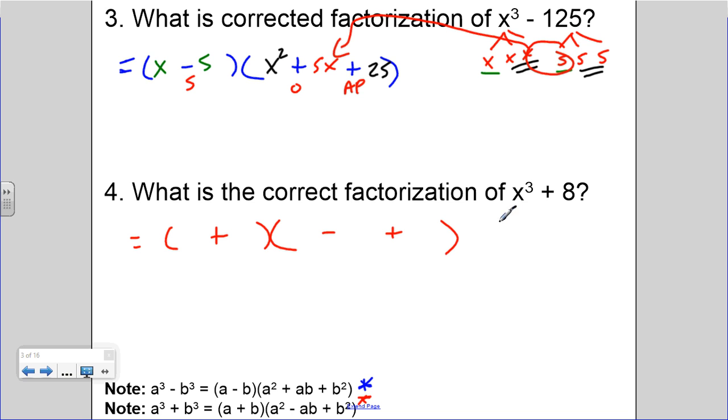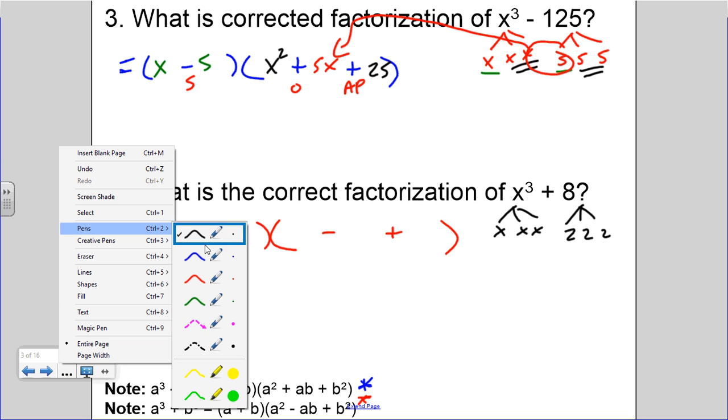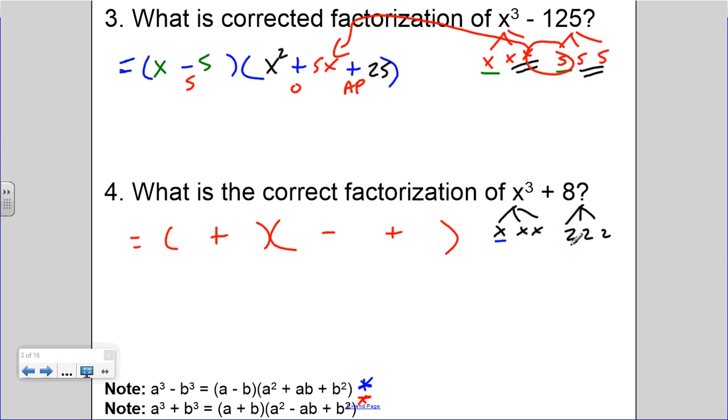So x cubed again is x times x times x. 8 is 2 times 2 times 2. So we take the first branch from both terms and put them in the respective places in the small.